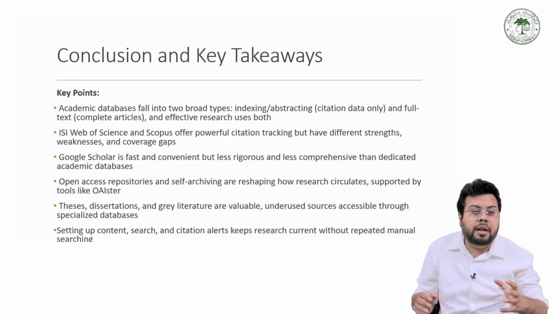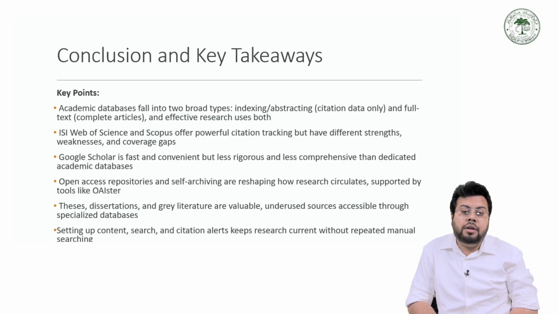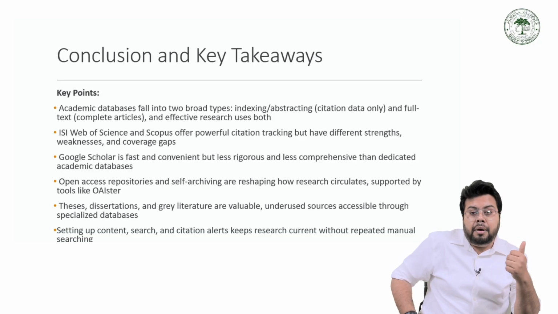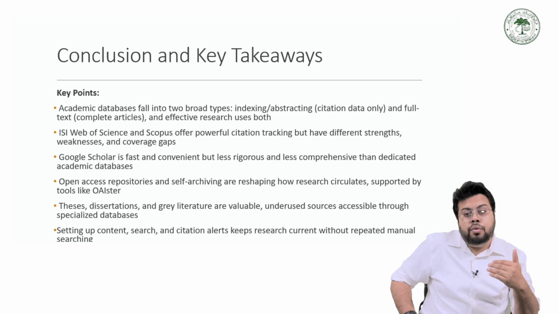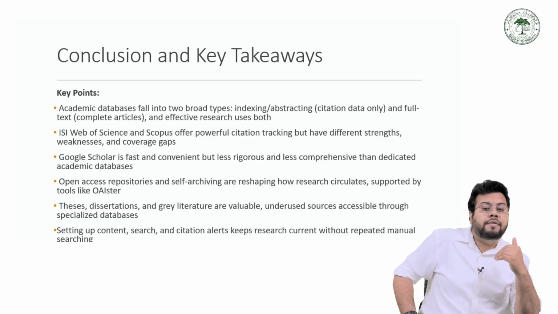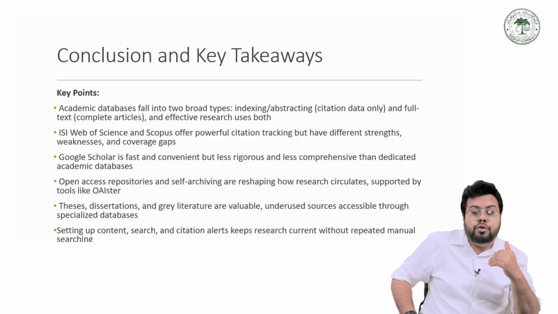So this brings us to the end of this sub-lecture. Let's quickly revisit one of the most important ideas we covered this time: the difference between an indexing database and a full-text database. Remember, an indexing database is like an old library card catalog. It will tell you an article exists and give you the citation details and abstract, but it doesn't hand you the actual content. A full-text database, on the other hand, gives you the complete article, but it is usually tied to a specific database and can't do everything for you.